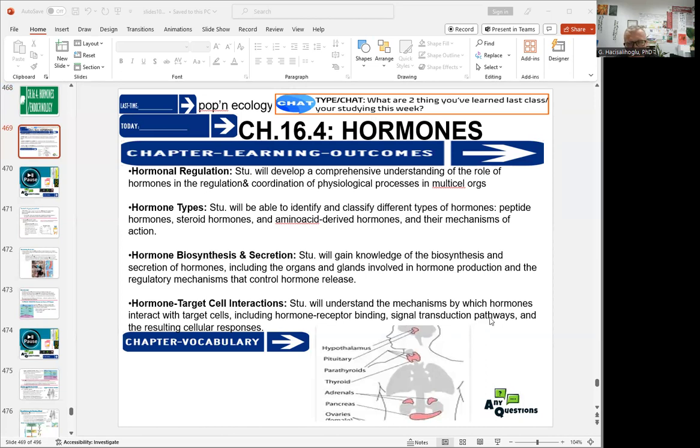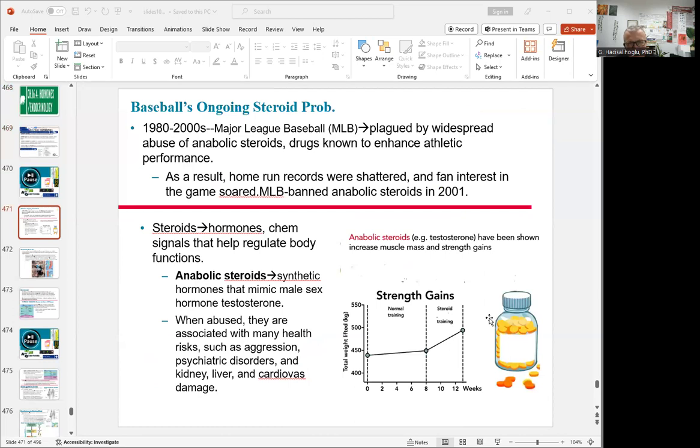Okay, let's get started. The chapter starts with a little case, basically talking about Major League Baseball from the 80s to the 2000s, and how there was a widespread abuse of anabolic steroids to enhance athletic performance. That affected the whole MLB according to this case study, and these are directly linked to hormones. We will talk about it.